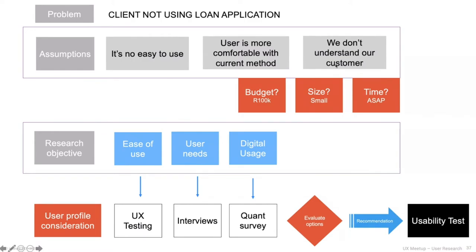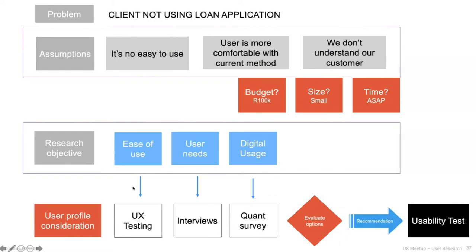So you take these objectives and these factors, your ease of use, user needs, and digital usage. These are hypotheses, and you ask what the right methodologies are for getting answers to these questions. So ease of use: UX testing. User needs: interviews. You need to speak to people and understand people. You can't get that through a survey where they select an option. It's this qualitative insight, based on conversation, that is really going to help you understand their needs. And if you don't understand the digital usage, then a quant survey would suffice for that.